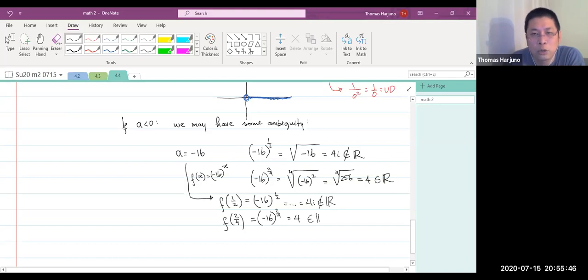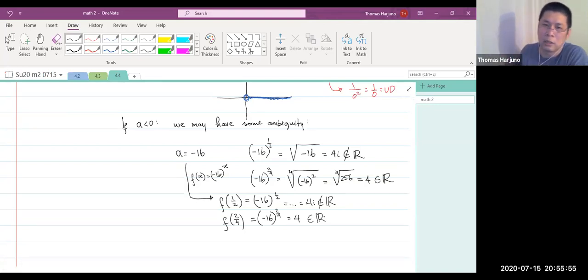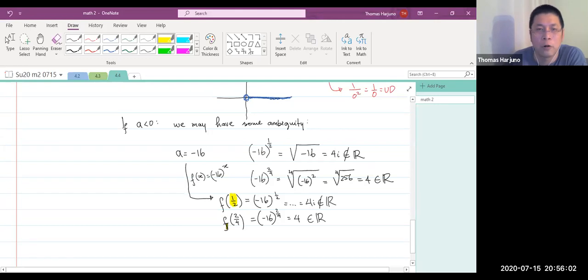So which one is the true one? Is it a real number or not? And the answer, to be more precise, is that it cannot be said. Why? Because the power of 1/2 is supposed to be the same as the power of 2/4. I mean, 1/2 and 2/4 are the same number. But when you plug that into the exponent with base negative 16, you come up with two different results. One is not a real number, the other is a real number.